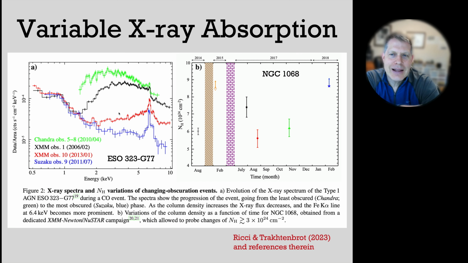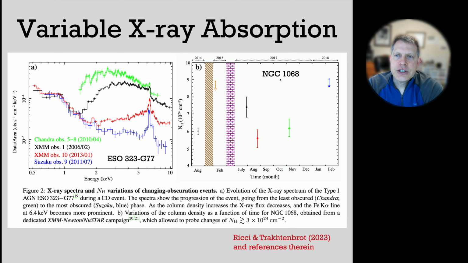It's not as simple as that little animation I showed you earlier, but the essentials are there, and the spectral changes here can be quite well understood by varying obscuration, along with an underlying constant component that is not subject to that obscuration. So that's this example here.